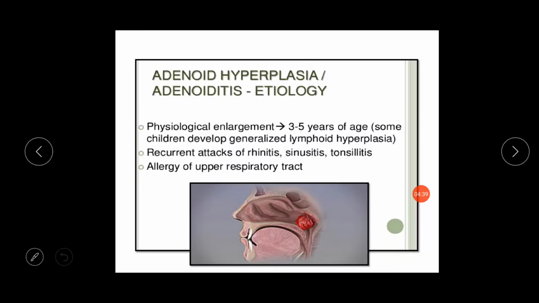Physiological enlargement occurs up to 3 to 5 years of age, sometimes up to 10 years of age. If a patient has recurrent attacks of rhinitis, sinusitis, tonsillitis or upper respiratory tract allergy, the patient can develop repeated episodes of adenoid infection, and adenoid hyperplasia or chronic adenoiditis. So these are the main etiology: physiological enlargement and different inflammations affecting the upper respiratory tract and the nasopharyngeal and oropharyngeal area.